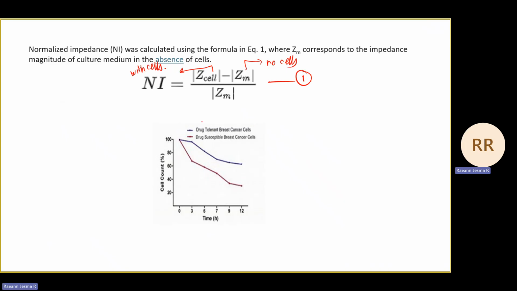So here we can see this is the cell count versus time for drug tolerant cells and drug susceptible cells. Tolerant means they do not have any effect to the drug. Even if you are giving the drug, it will not affect the cells much. And susceptible means giving the drug will affect the cells. So here you can see that the cell count percentage for the drug susceptible cells is lesser, right? As we are giving the drug, it will kill the cancer cells. So, the concentration of the cancer cells will decrease. That is what is happening in the system. How will this affect the impedance of the system?